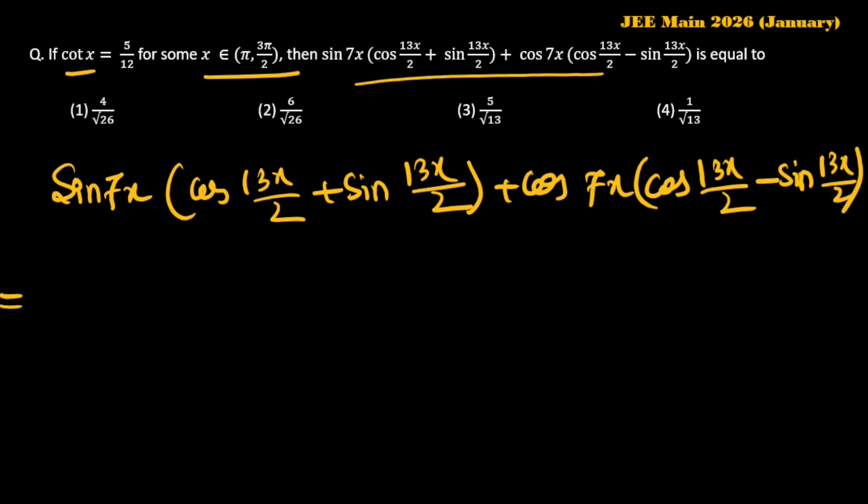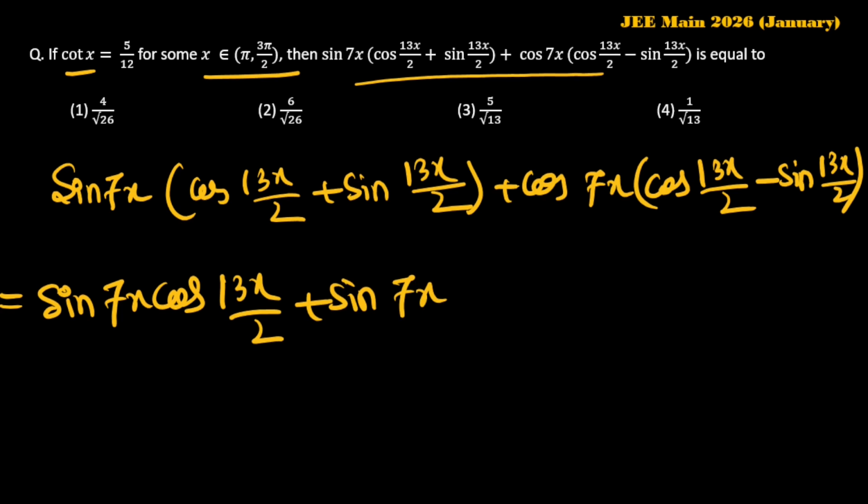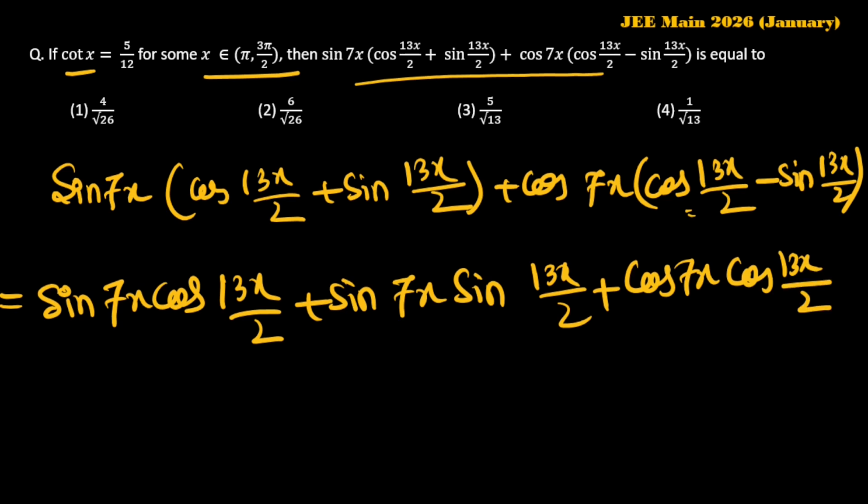So for this type of question we just break all those terms and rearrange them. We first break all the terms: sin 7x cos 13x over 2, minus sin 7x sin 13x over 2, plus cos 7x multiplied by cos of 13x over 2, minus cos 7x sin 13x over 2.